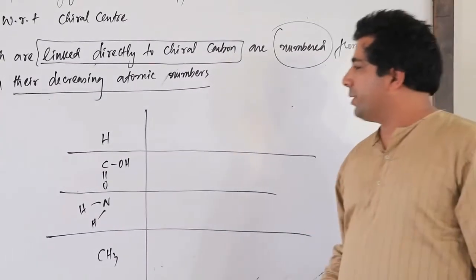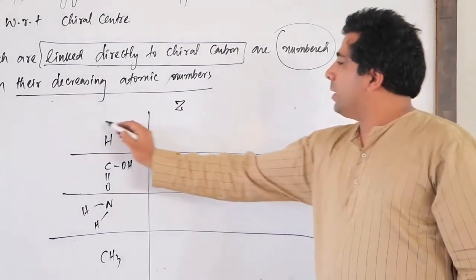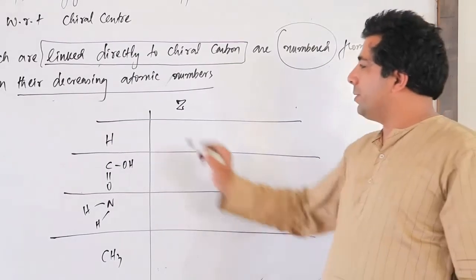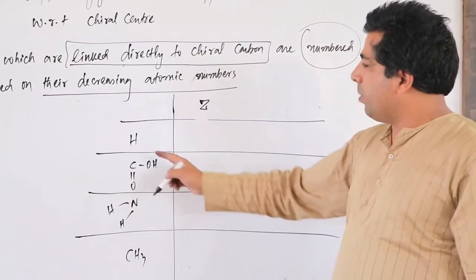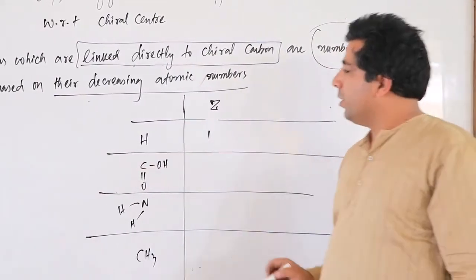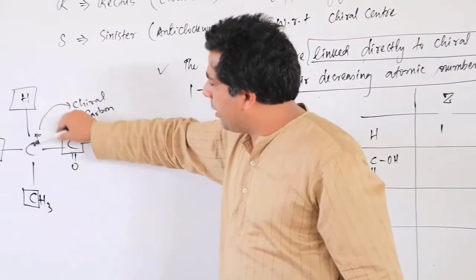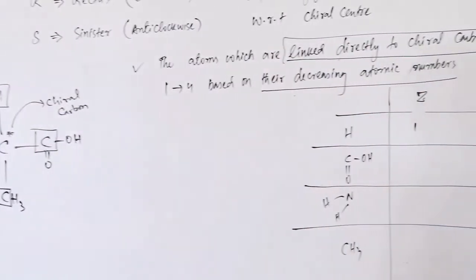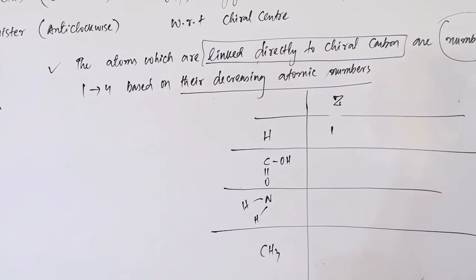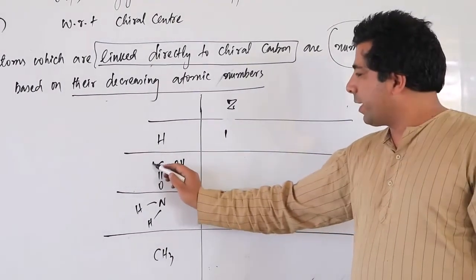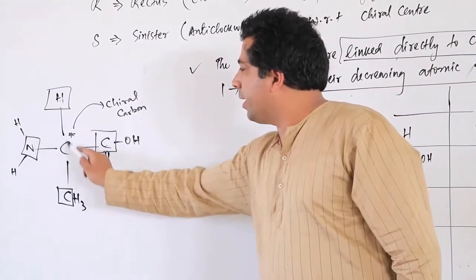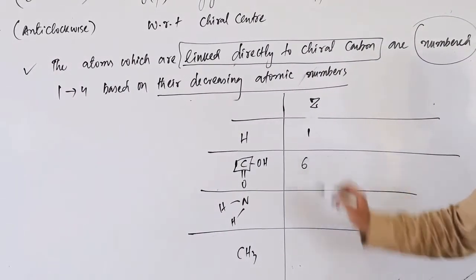So we have 4 groups. So let's talk about their atomic numbers. So these are the groups with us. What is the atomic number of hydrogen? 1. We know that hydrogen is directly linked to carbon, that is chiral carbon. So obviously the atomic number of hydrogen is 1. Correct? Then if you look at the second choice, here you have a carbon which is linked directly. Carbon is directly linked to the chiral carbon. Correct? So atomic number of carbon is 6.